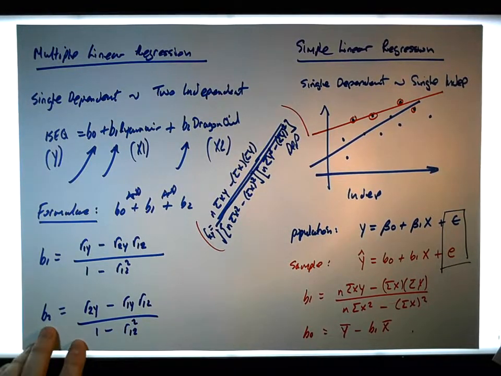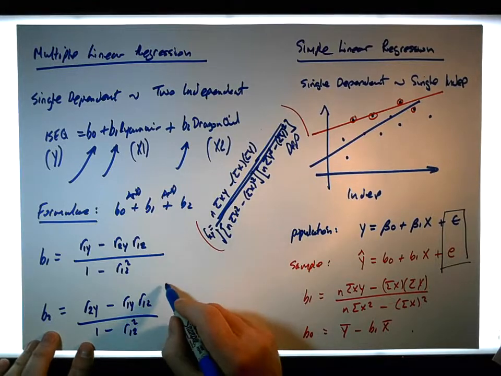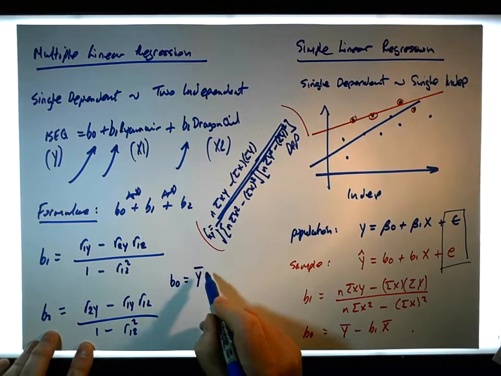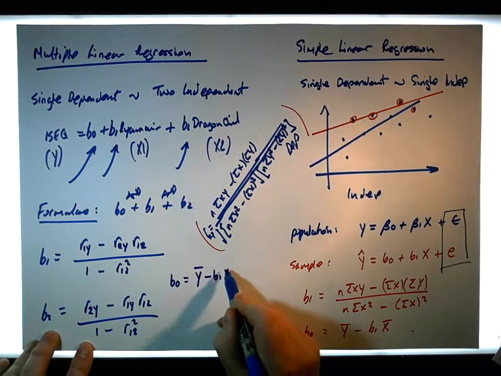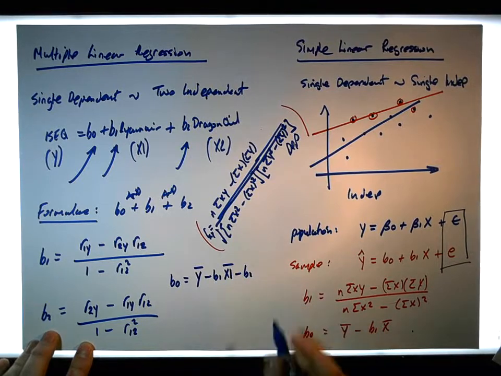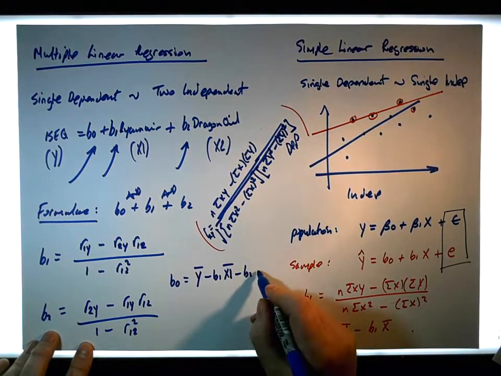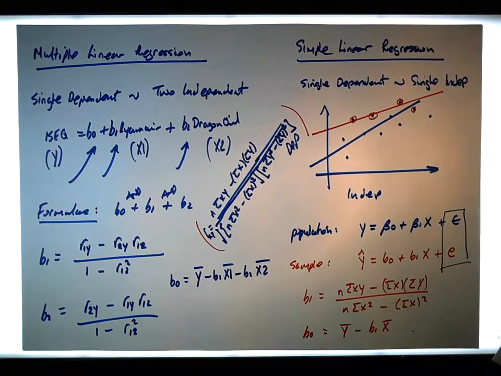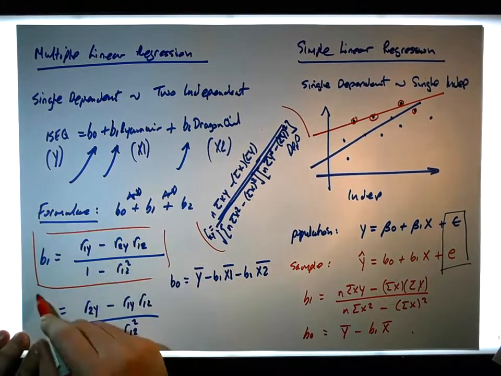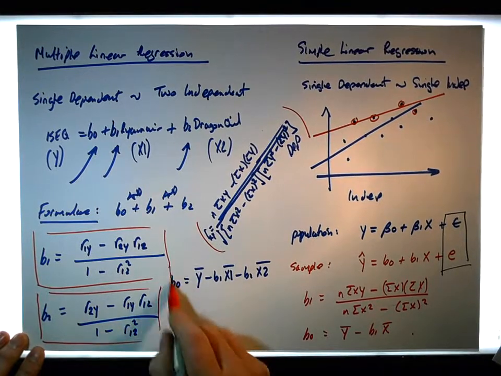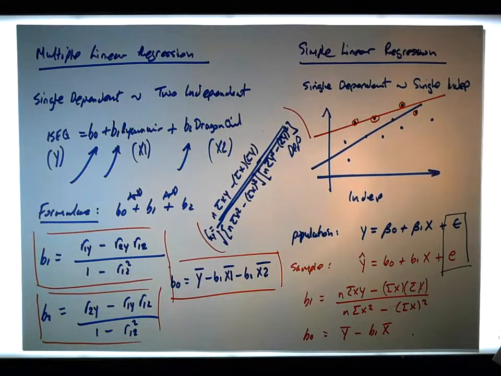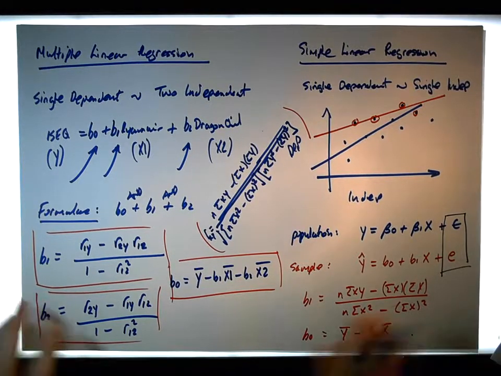Then B0 is simply equal to the average of the y's minus B1 times the average of the first independent variable, minus B2 times the average of the second independent variable. So equipped with this, and this, we can effectively figure out this particular model. So that's really just an overview there.